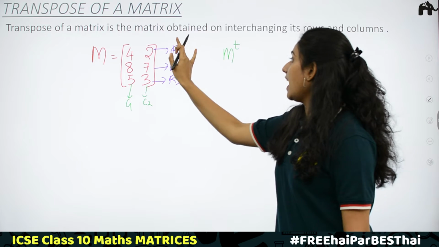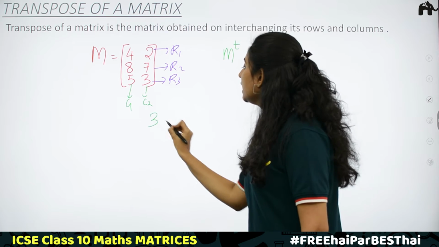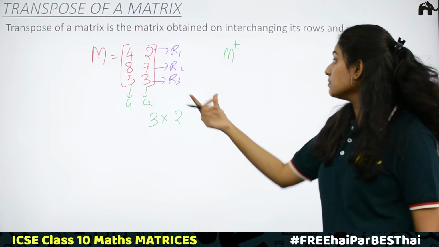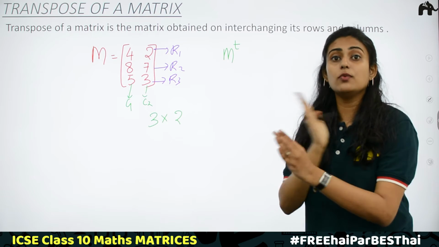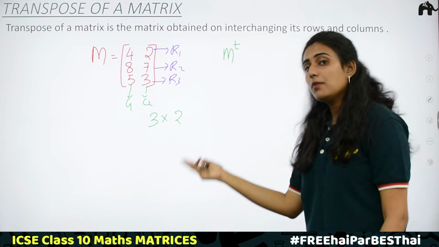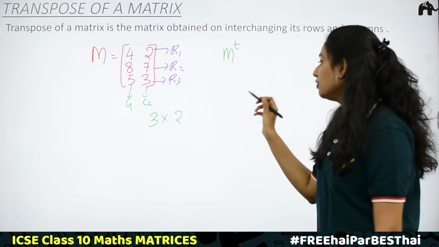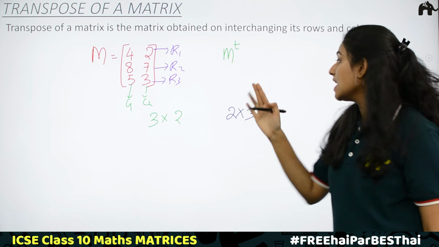Now, in this case, we have 3 rows and 2 columns. The order is 3 by 2. When it comes to the transpose matrix, the order will reverse. The order will interchange. That is, the number of rows becomes the number of columns and the number of columns becomes the number of rows. Therefore, the order should be 2 by 3. There should be 2 rows and 3 columns.